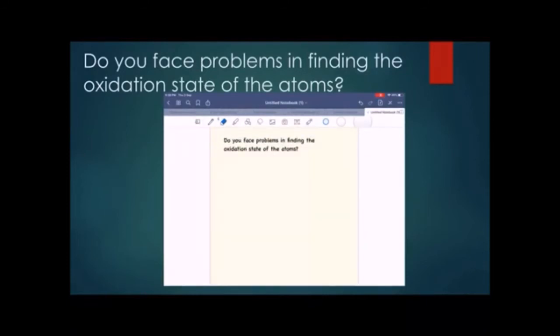Now we will study how to find the oxidation state of atoms in a compound. Two examples we will study. First one, potassium dichromate. We know that potassium is an alkali metal, so it has an oxidation state of +1. Oxygen is having an oxidation state of -2. But we do not know what is the oxidation state of chromium.